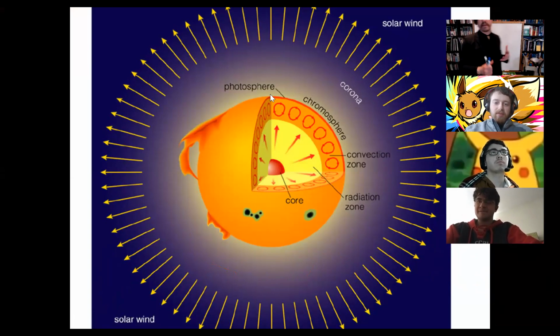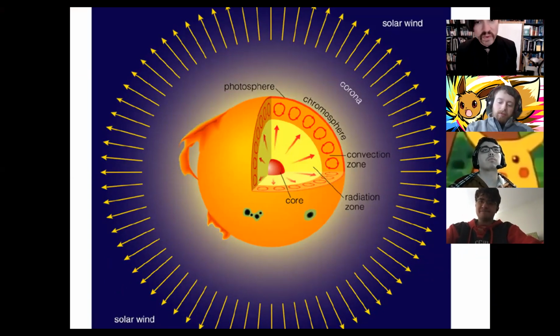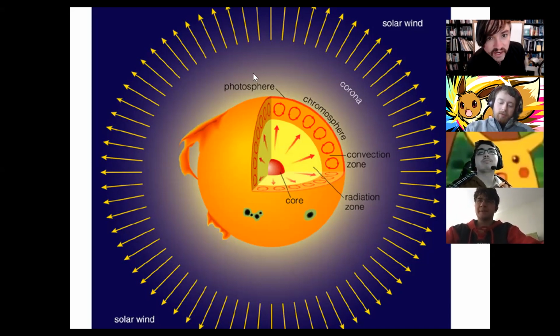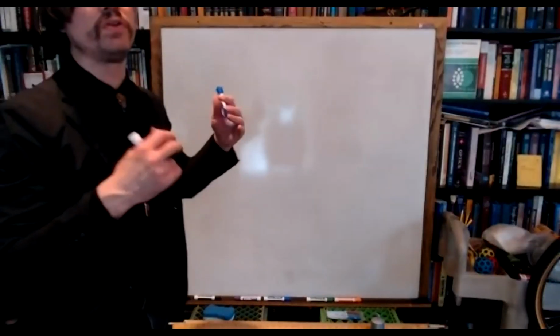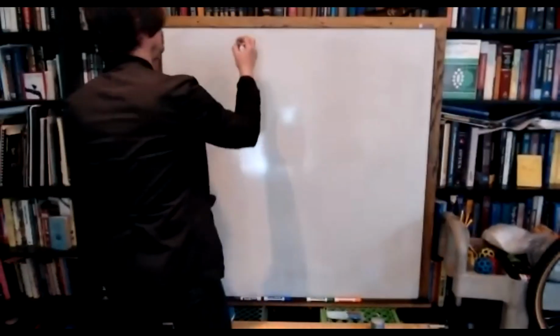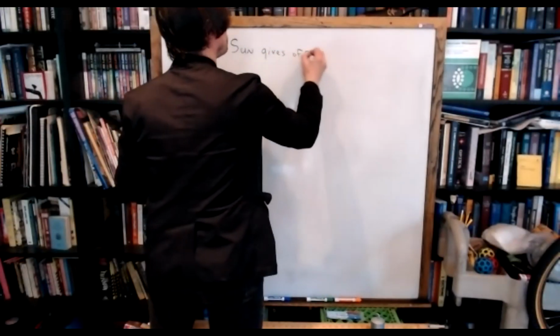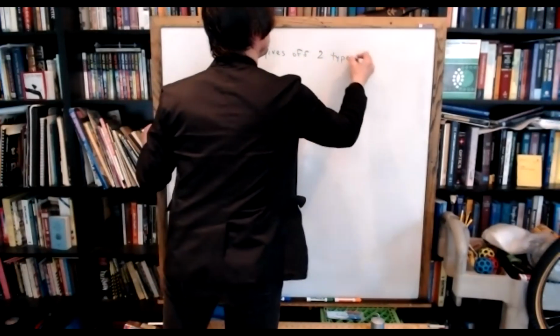Let's come up with an analogy like a planet, okay? We're going to look at the six layers of the sun, and at some point we should also probably talk about the solar wind as well. The solar wind is not a layer of the sun, but it is one of the types of emissions that the sun puts out. Before we begin on the layers of the sun, I want to talk about the two types of emission that the sun is responsible for. The sun gives off two types of emission.